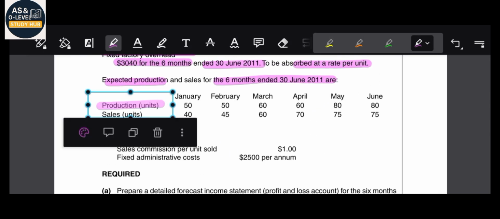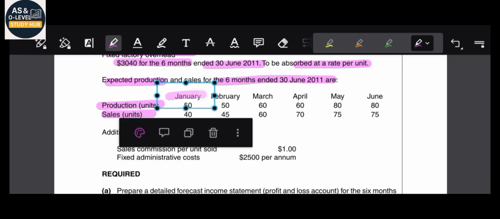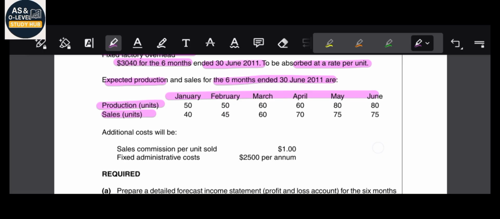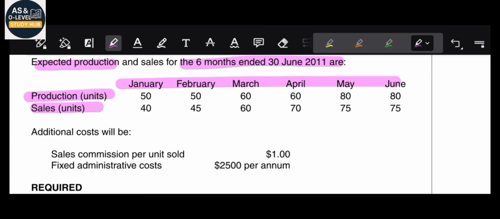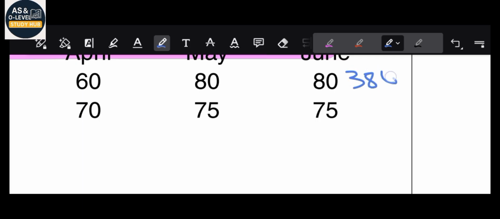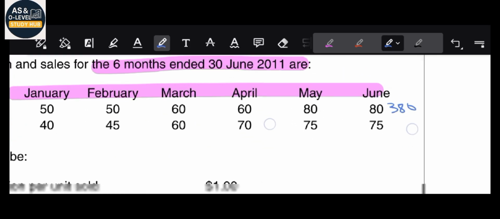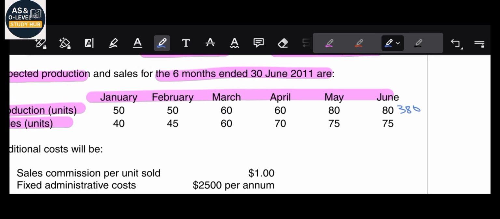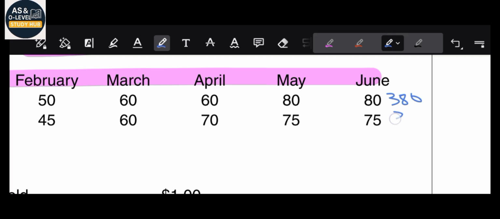So first we have the production units, then we have the sales units, for the 6 months, January, February, March, April, May and June. Now we will simply add up all of the production units to get the total production units for the 6 months, and similarly we will do this with the sales. So 50 plus 50 plus 60 plus 60 plus 80 plus 80 is 380. Then we have sales of 40, 45, 60, 70, 75, 75, which is 365.